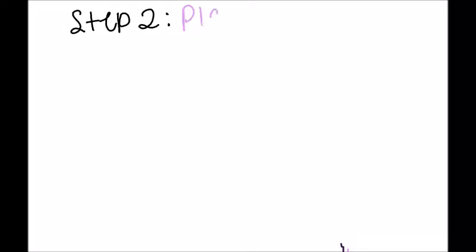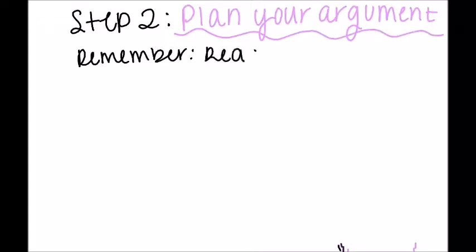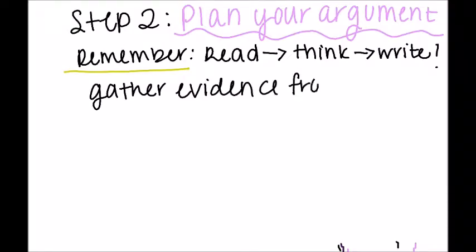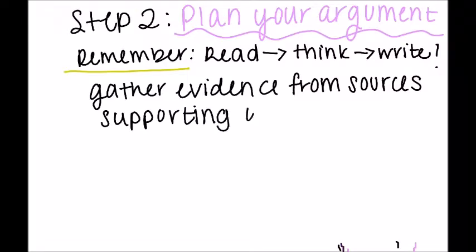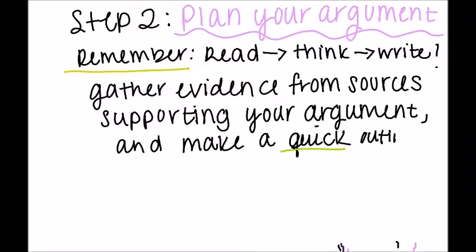Step 2 of this process is quite simple but extremely important. You have to plan your argument. Read the sources, think about your argument and perspective, and then begin writing. In your planning stage of the time given, make sure you gather and use evidence wisely so it fully supports your argument and develops your line of reasoning. And don't forget, a quick outline goes a long way.